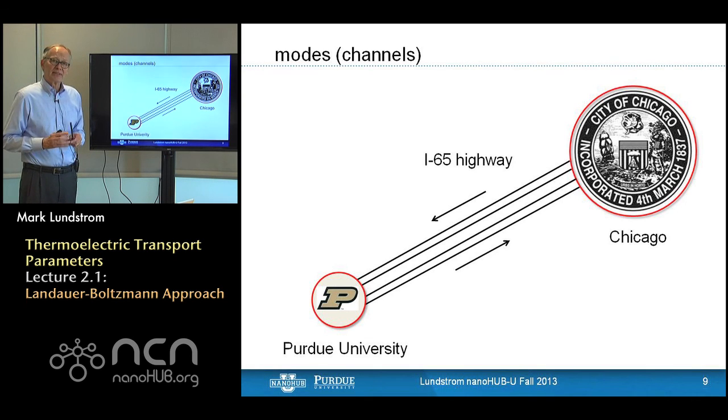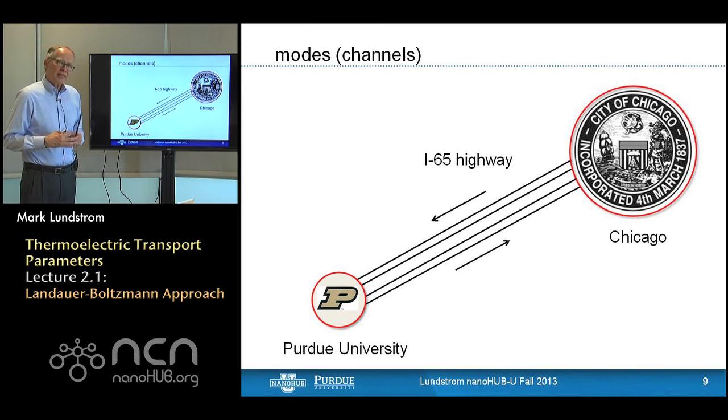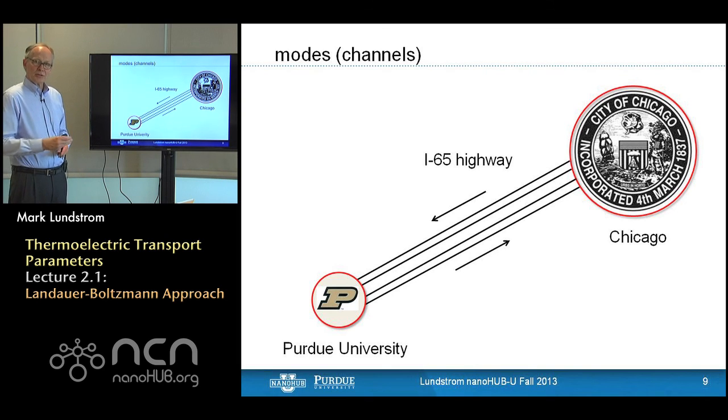The second parameter was the number of modes at energy E, M, or the number of channels. Physically, you can just think about that as lanes on a highway. So here we have my university, Purdue, which is about 2 hours away from Chicago. We have a 4-lane highway, 2 lanes to go to Chicago, 2 lanes to come back from Chicago. They carry a current of vehicles, cars and trucks and whatever, motorcycles. We would say that we have 2 channels for current flow, 2 to Chicago, 2 from Chicago back to Purdue University and Lafayette. So the channels are just lanes for current to flow in.